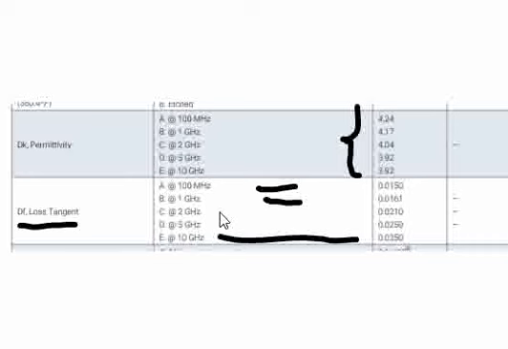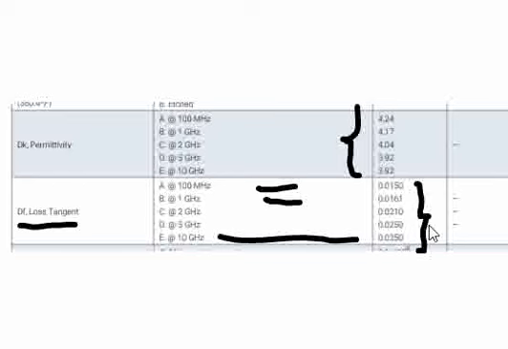so we determine the loss tangent using the attenuation that is seen. That's what the definition is, right? So attenuation is basically dB per inch. Loss tangent is a plain figure. Okay, we do not have any units.